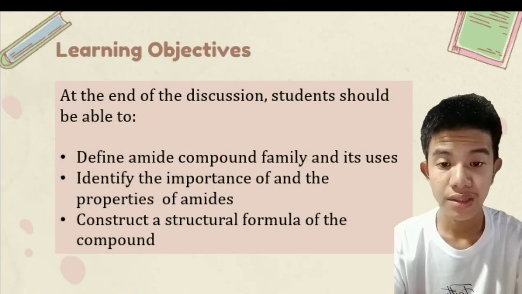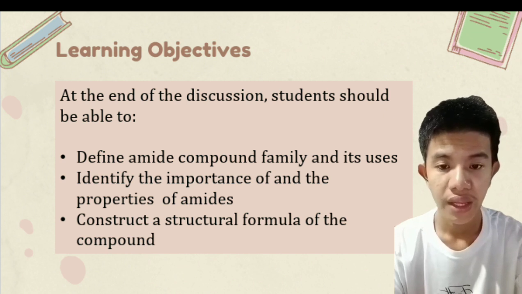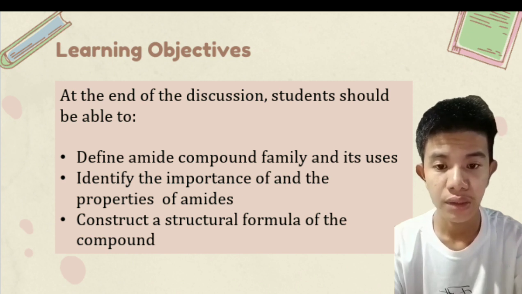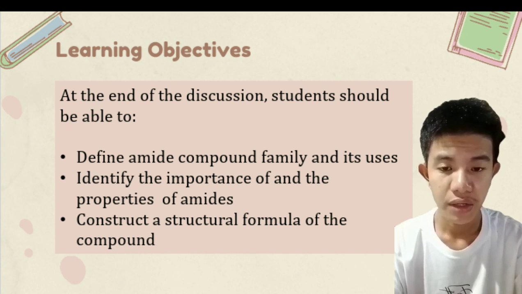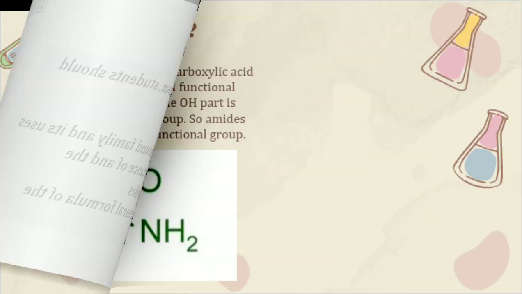Before we start our discussion, let's have the learning objectives first. At the end of this lesson, the students are able to define and explain the organic compound family of amide. Second, identify the properties of amide. And third, construct a structural formula of the organic compound.